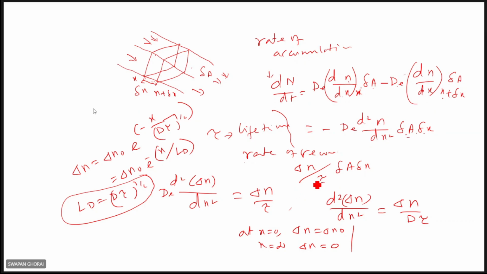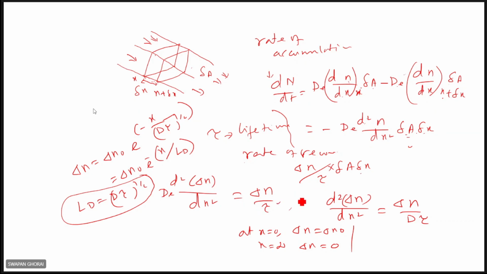So the rate of recombination, we know it, is delta n upon tau per unit volume. If the volume is delta A into delta x, then that will be multiplied by delta A into delta x. Delta A is the cross-sectional area, and delta x is this thin segment. These two dynamic equilibriums must be equal. So d2 delta n upon dx2 will be equal to delta n upon tau. This one we will get.